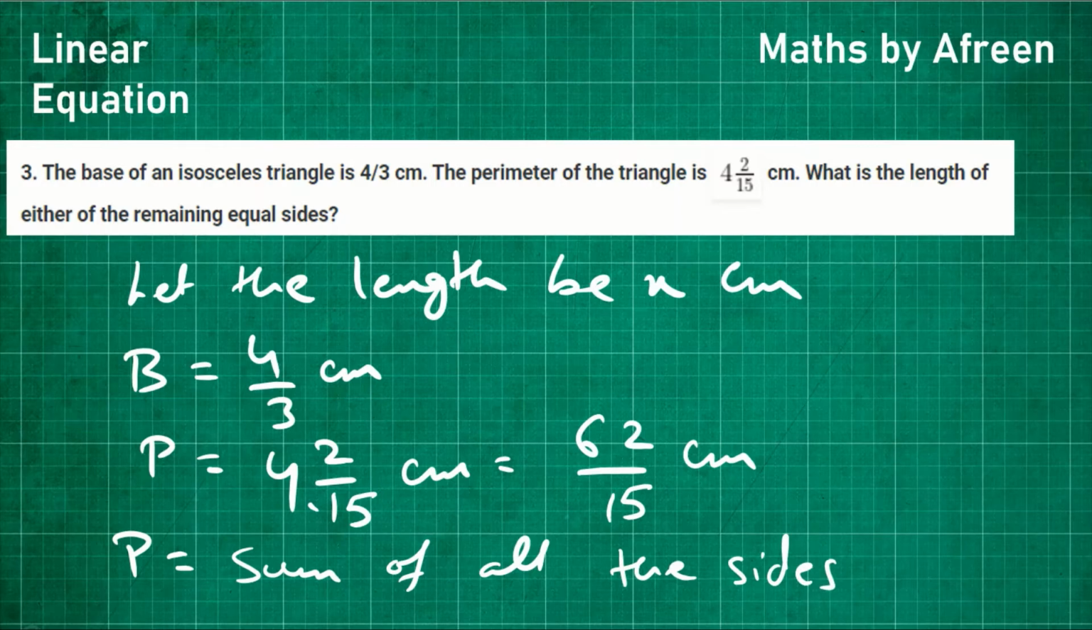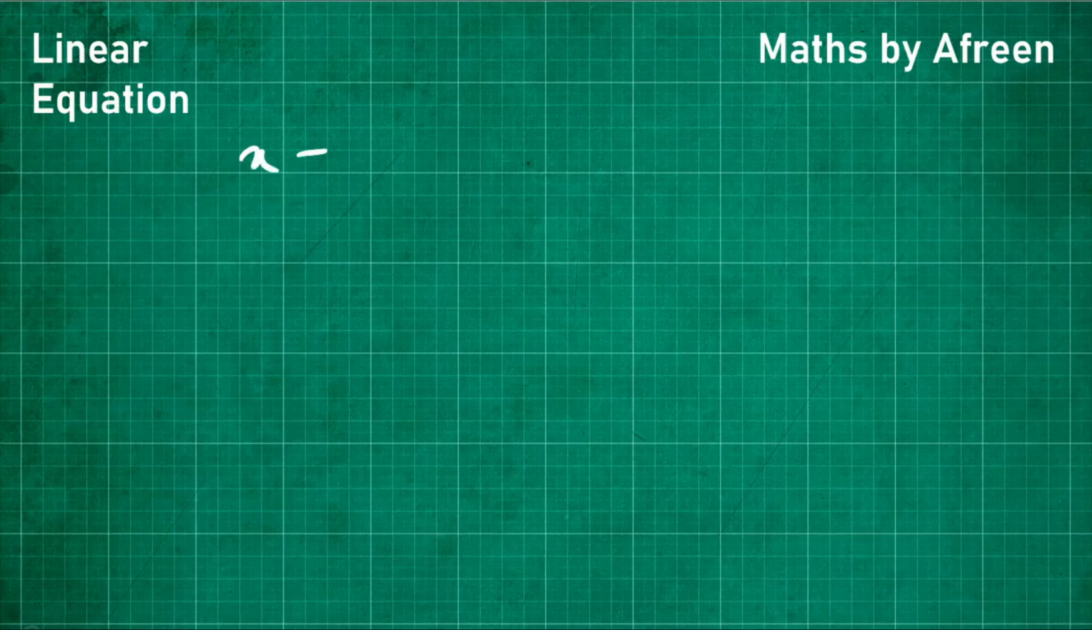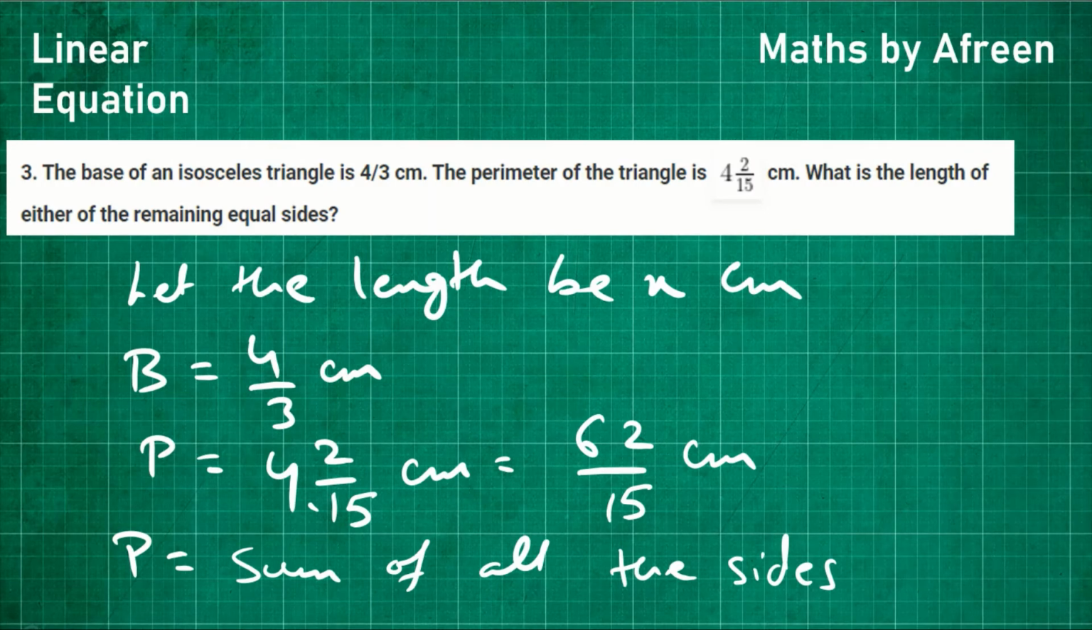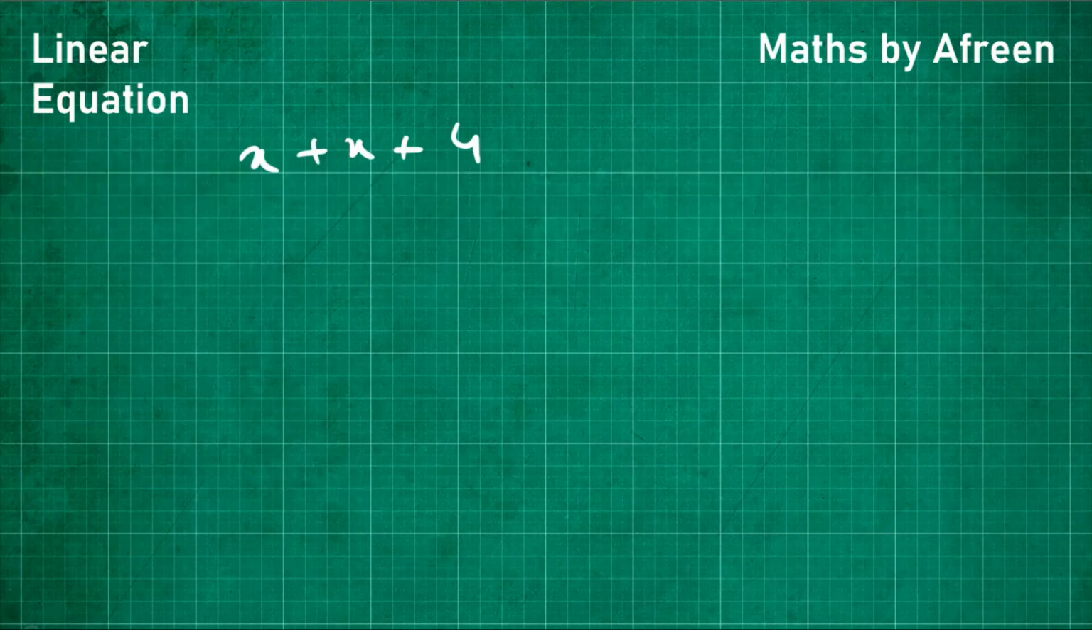Now we have collected the data, and this will help us to form the equation. Now we will form the equation. Sum of all the sides equals to 62 by 15. Perimeter equals to perimeter. So what will be the sum of all the sides? 2 times x, as equal sides are having length x. So it will be x plus x, 2 equal sides, plus what was the base? 4 by 3 centimeter. So x plus x plus 4 by 3 equals to perimeter, 62 divided by 15.